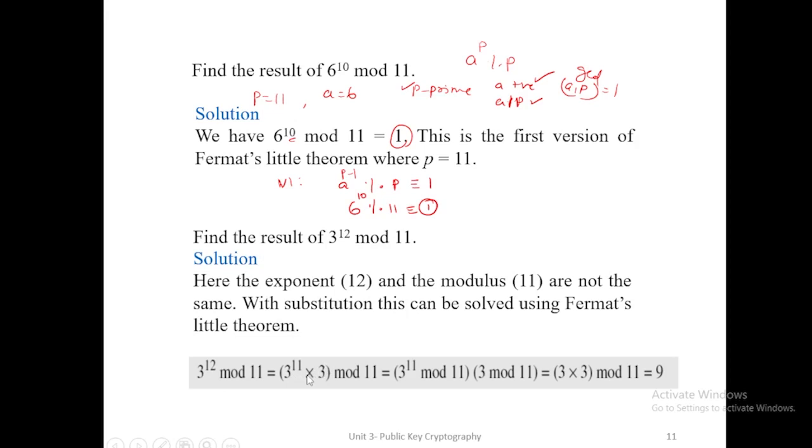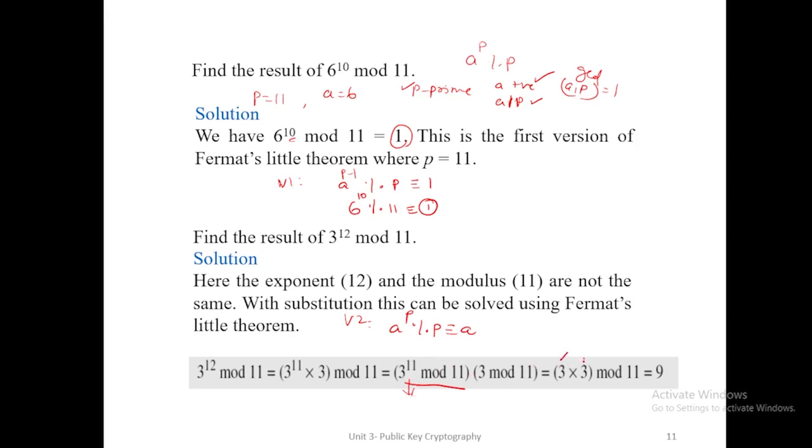If you apply the mod calculations, (a × b) mod 11 can be rewritten as (a mod 11) × (b mod 11). Applying those rules, the answer will be rewritten as (3^11 mod 11) × (3 mod 11). This is like version 2. Version 2 says that if the value is a^p mod p, that is equivalent to a. So by applying version 2 of Fermat's theorem, the answer for the first mod operation is a, and here a is 3.